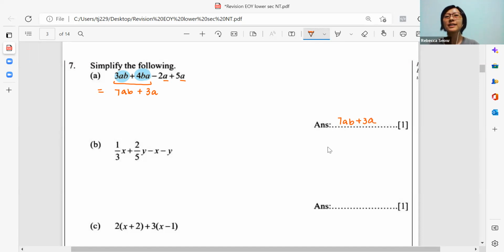Next one, you realize again that there are like terms that we can combine. So we have the X terms and we have the Y terms. So let's put them side by side. We have 1/3 X minus X plus 2 out of 5Y minus Y. Okay, so 1/3 X minus X. It's like 1/3 take away 1. So that gives us negative 2/3.